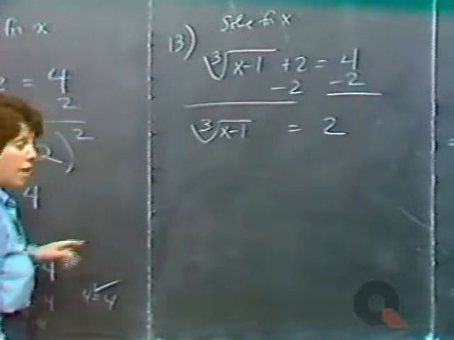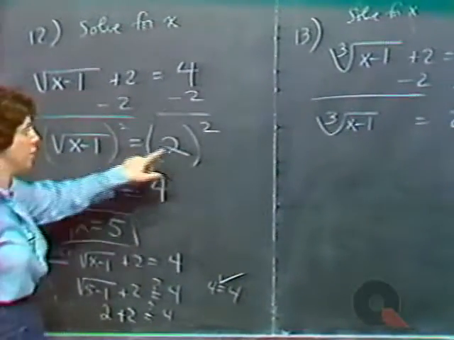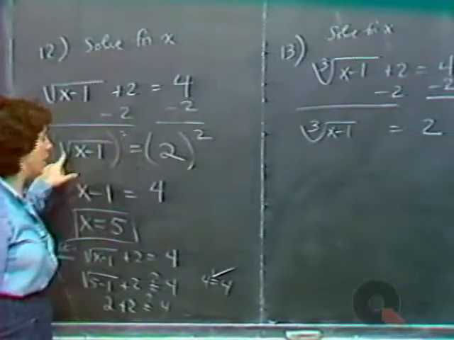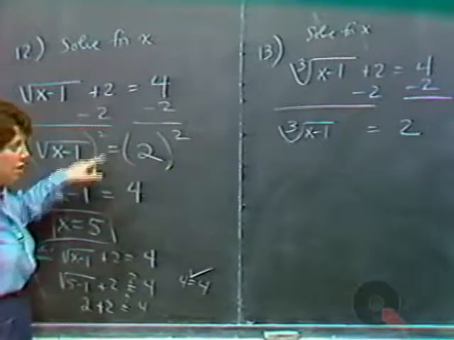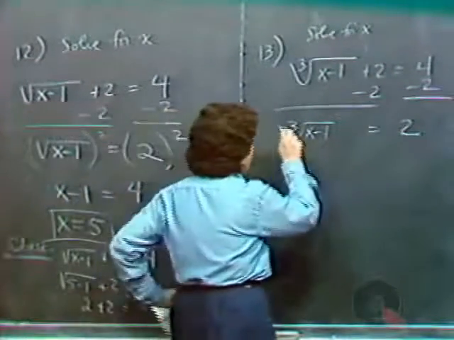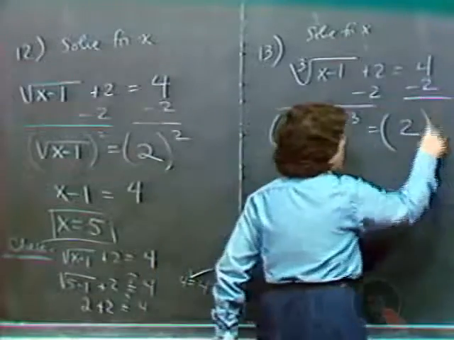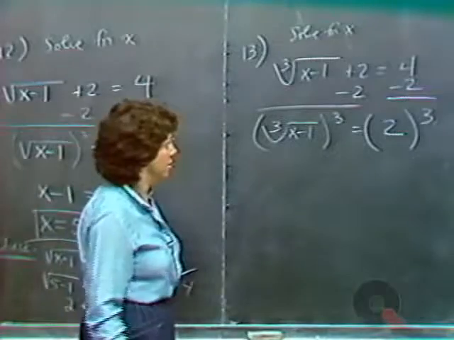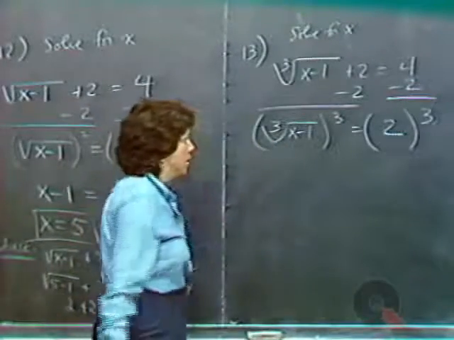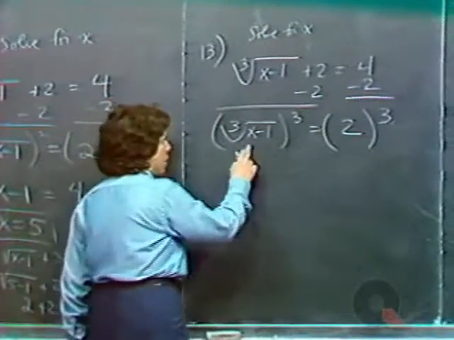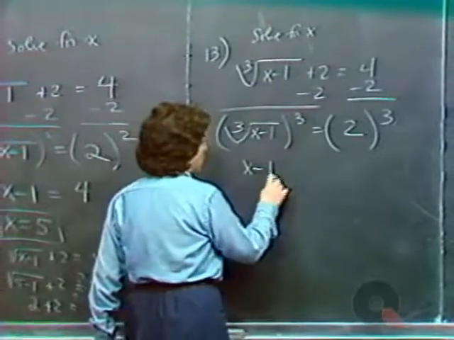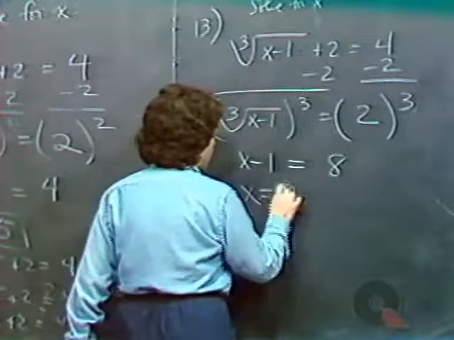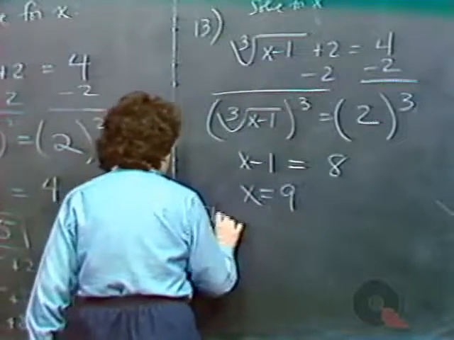Now, in the preceding problem, we had the square root of x minus 1 is 2. And to solve for x, we had to square both sides. To undo the square root, we squared both sides. To undo a cube root, you have to cube both sides. So, you have to pay careful attention to what the index is there, to what number is in here. The cube root of x minus 1 cubed, that would be x minus 1, equals 2 cubed, or 8, giving us x equals 9 as our solution.